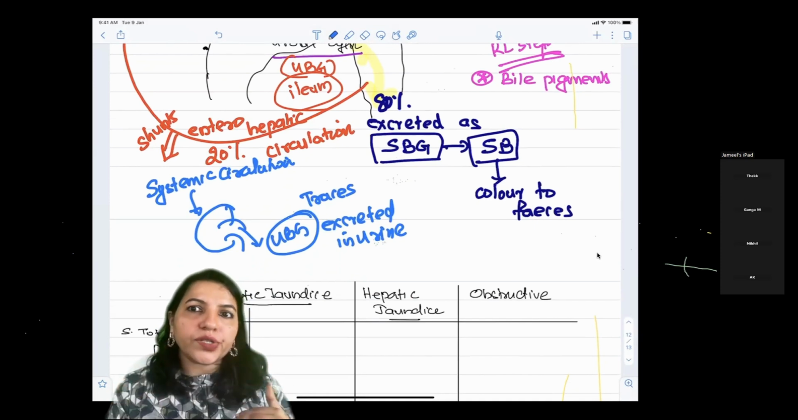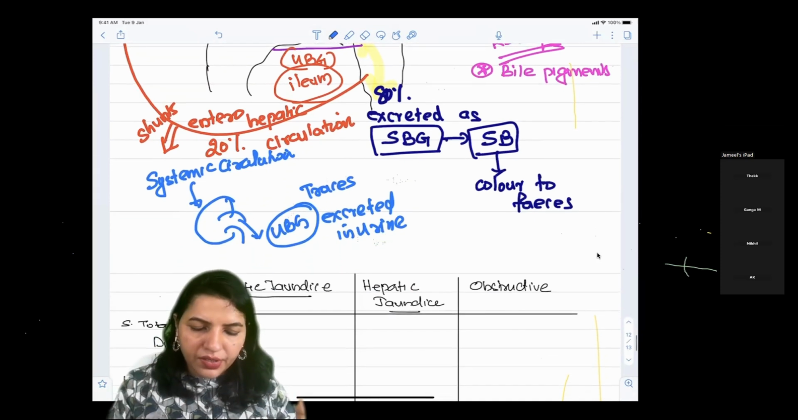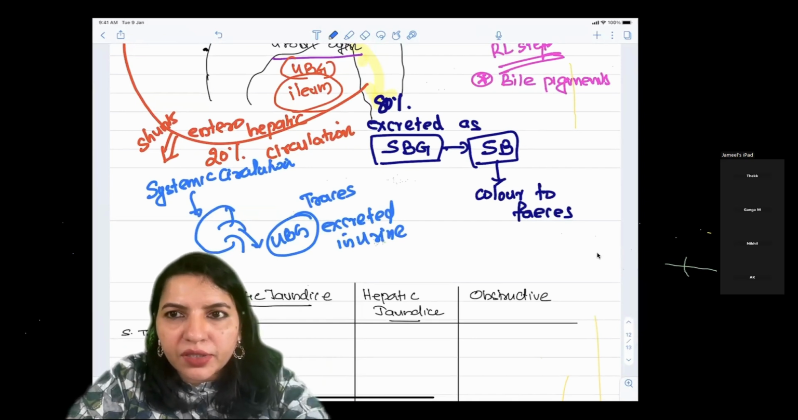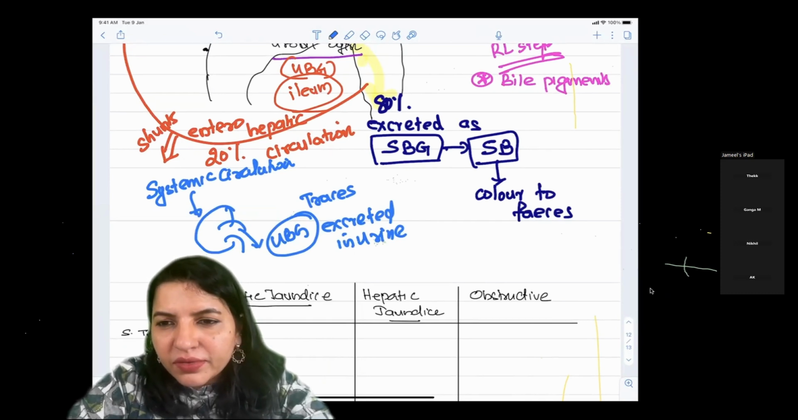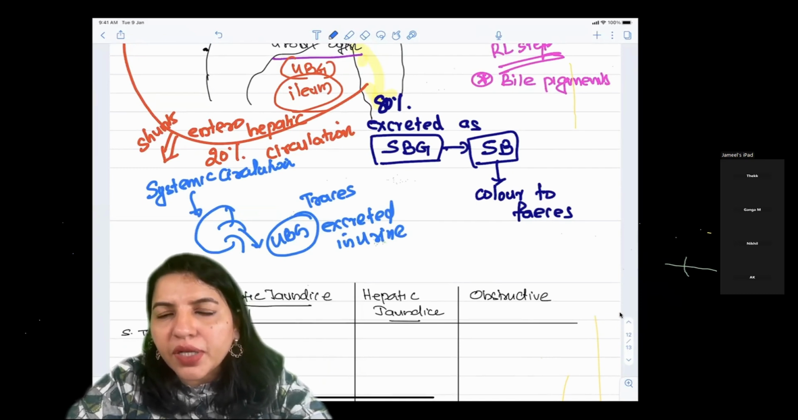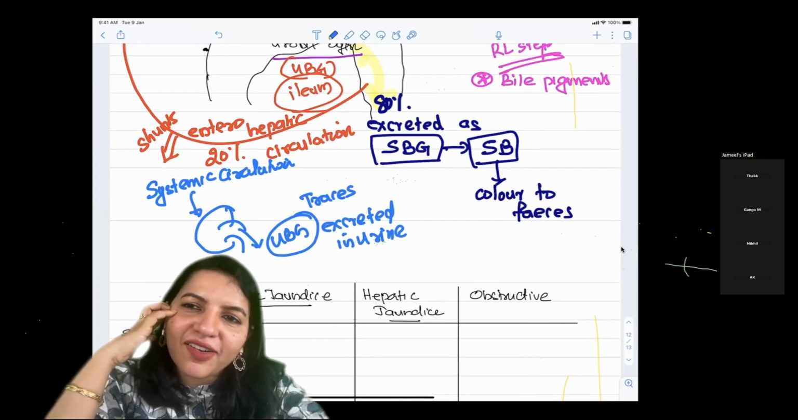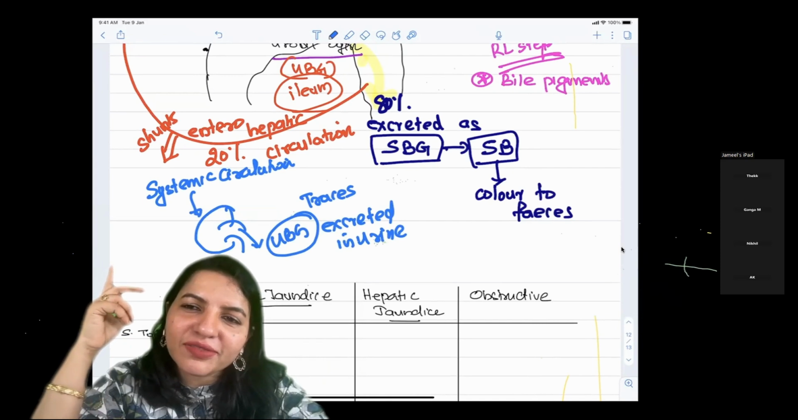Now we are coming to what is called jaundice. So what are the fates of urobilinogen? Can anybody tell me?